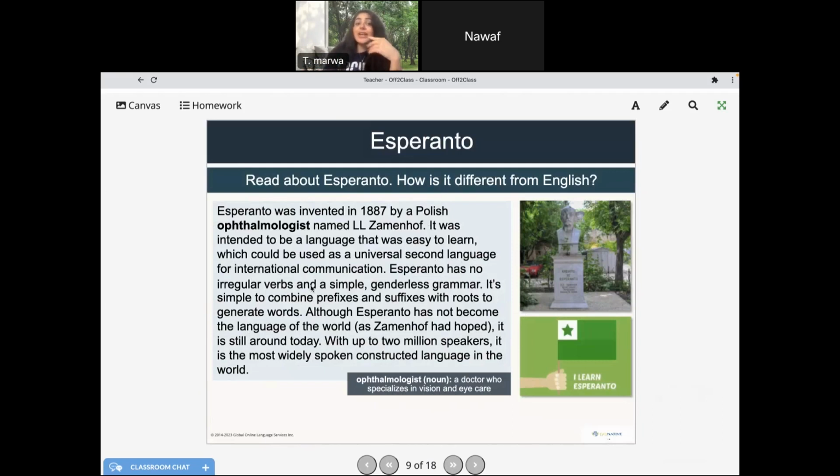Esperanto has no irregular verbs, not like English. We have so many irregular verbs, but they're not too many. We can memorize them. It has a simple genderless grammar. We don't have, let's say, he plays, she plays, and then I play, you play, right? Genderless grammar. It has no gender. It's simple to combine prefixes and suffixes with roots.